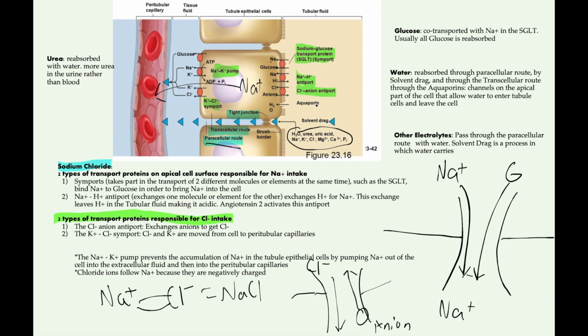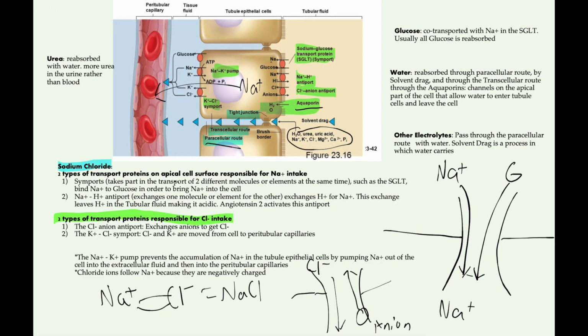Now there's also another way for water to go through the tubule epithelial cells, which is the transcellular route. And the thing that's involved in the transcellular route is called an aquaporin, which are channels on the apical part of the cell that allow water to enter the tubule cell and leave the cell. So just highlighted right here, this is what an aquaporin is. Just a channel for water to come in.